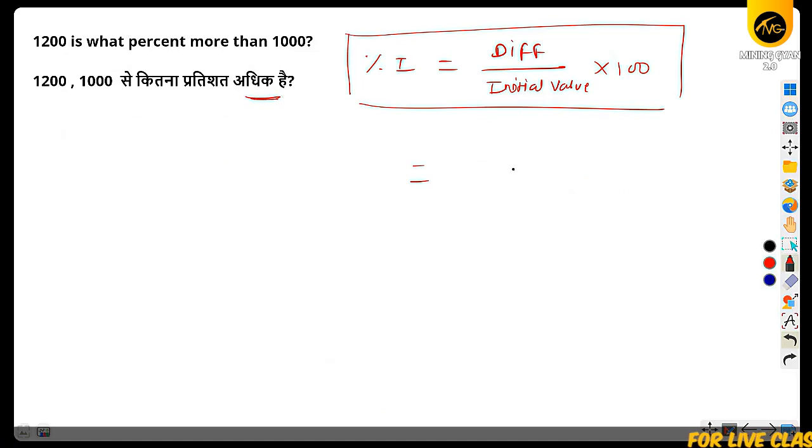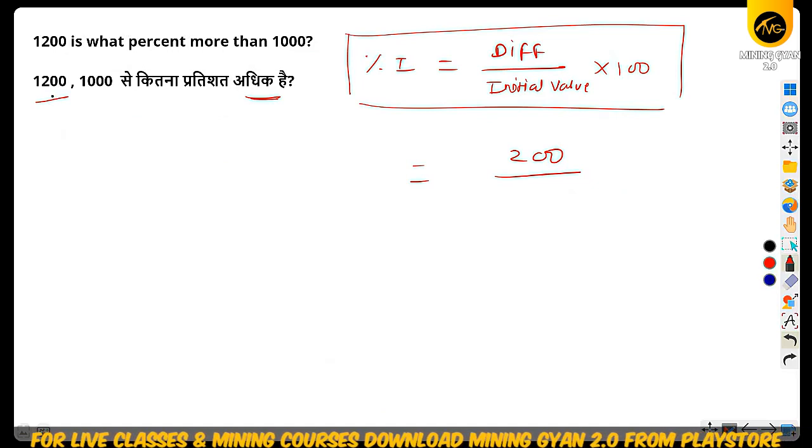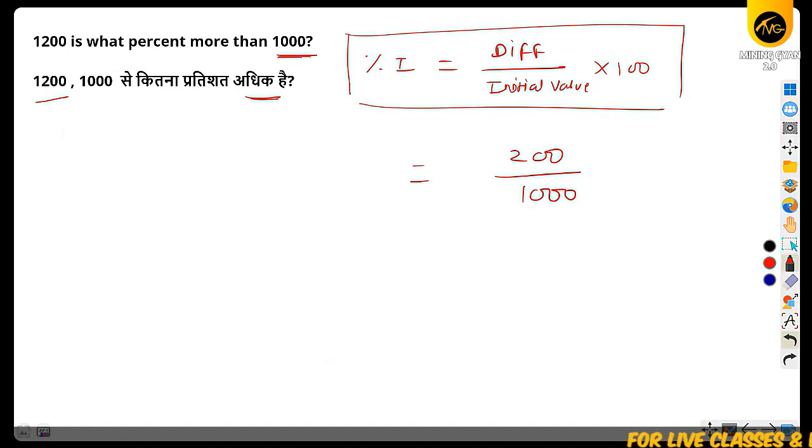Now what is the difference between 1200 and 1000? So 200 is the difference, divided by the initial value. Now in this condition the initial value is 1000, because इंक्रीमेंट हो रहा है ना, so पहले 1000 था, फिर लास्ट में वो कितना हो गया, 1200 हो गया. So that's why 1000 is the initial value. So be careful to find out the initial value. If there is an increment condition, then the smaller number is the initial value. Just multiply by 100 and you will get the answer.